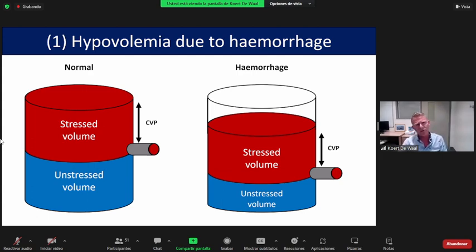And we're going to start with the first one, hypovolemia due to hemorrhage. As you can see here in this picture, that's how I would graphically display it in the normal situation where you have your nice balance between stressed volume and unstressed volume. During a hemorrhage, when you lose part of this volume due to bleeding, there will be a recruitment of this unstressed volume, and the stressed volume is trying to maintain itself, but that can be tricky if the hemorrhage is still ongoing.